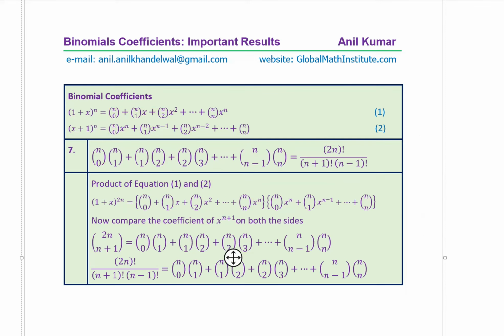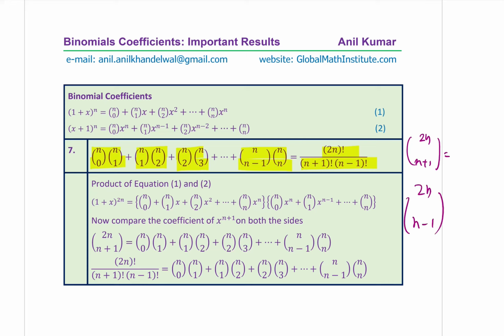Now let's take the next one, where we'll see the product of coefficients. So we need to prove that nC0 times nC1 plus nC1 times nC2 plus nC2 times nC3 and so on. The last term, of course, will be nC(n-1) times nCn, is equal to 2nC(n+1). Well, this can be written in two different ways. It is 2nC(n+1), which is also equal to 2n choose n-1, right? So there are two ways of writing the same expression. So the question could be done for both, but the process is the same.